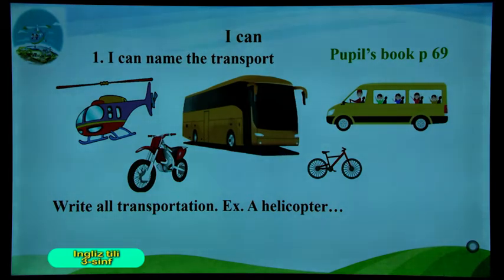What transports can you see in the picture? We can see a helicopter. What is it? A motorbike. What is it? A bus. What is it? A minivan. And what is it? It's a bike.